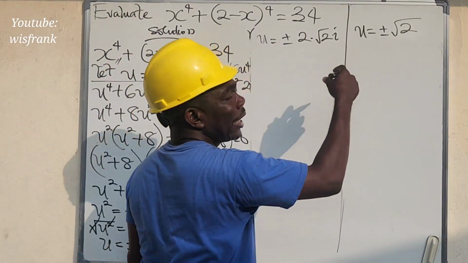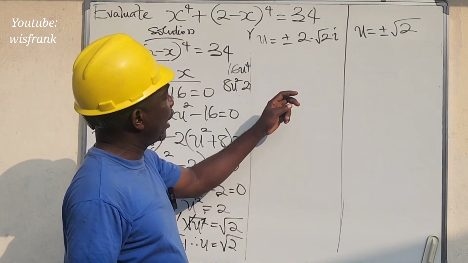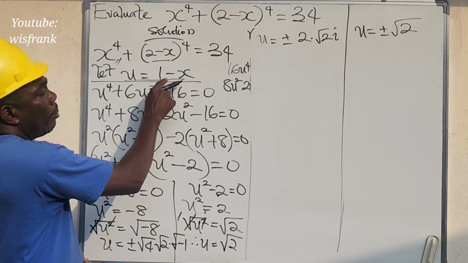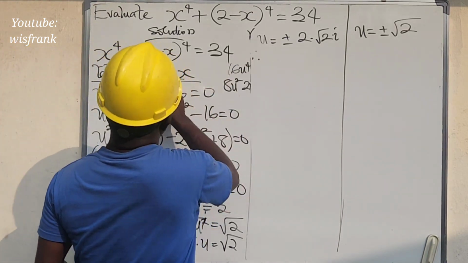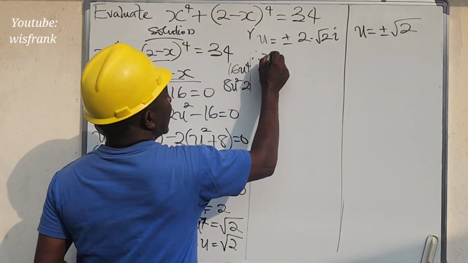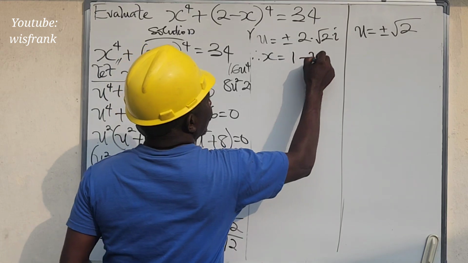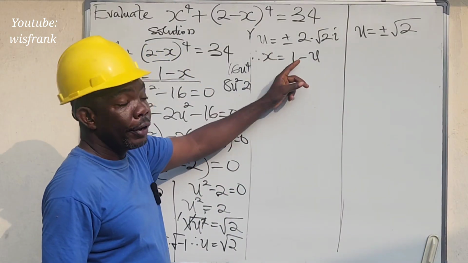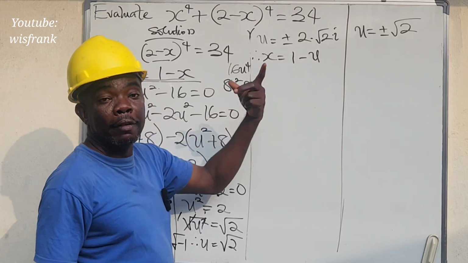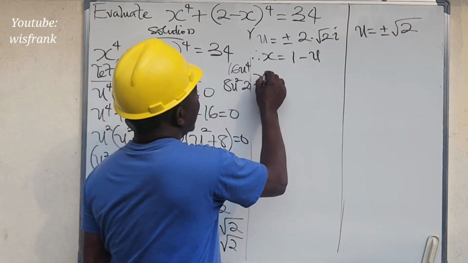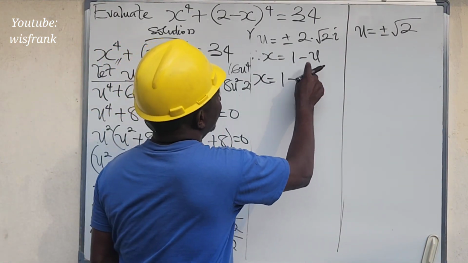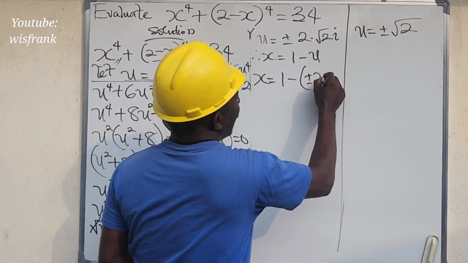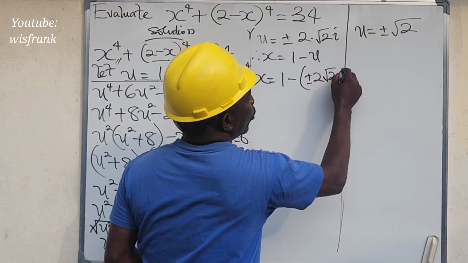So we have this. The next step is for us to find the value of x from this u. We recall that we have u as 1 minus x. Therefore, from this equation here, x equals to 1 minus u. So from here, we are going to substitute the value of u in this equation for x to be evaluated. So here will become x equals to 1 minus, where the value of u is plus or minus 2 times square root of 2i.